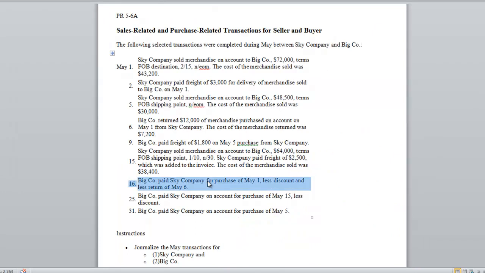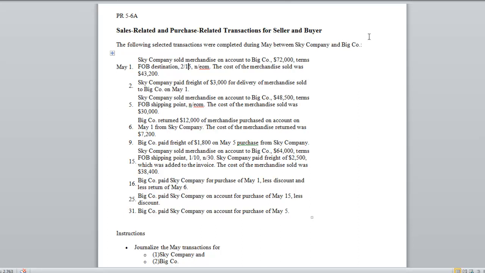Okay, we're going to actually pay for the May 1st purchase right now, reduced by the discount and the return on May 6th. Okay, so we returned $12,000 of merchandise on May 6th, and we're going to get a 2% discount by paying this within the 15-day period.